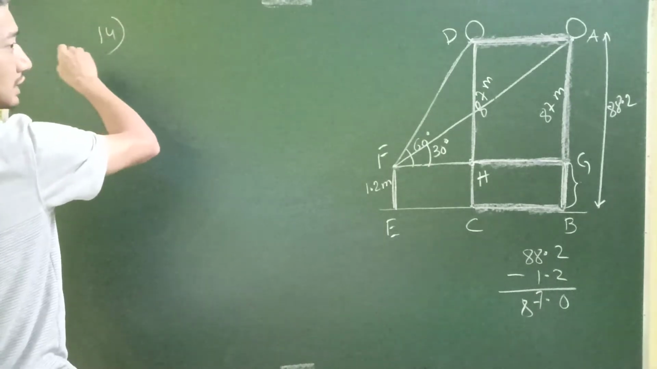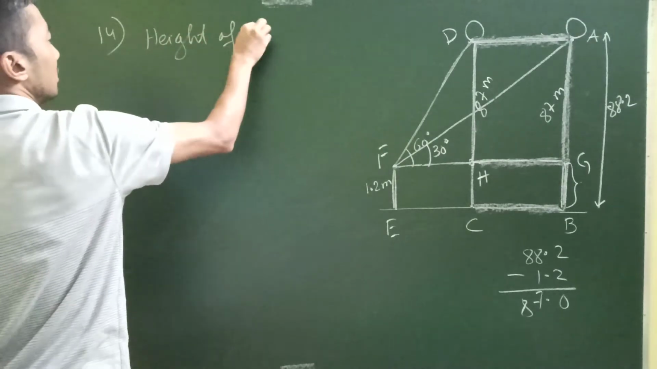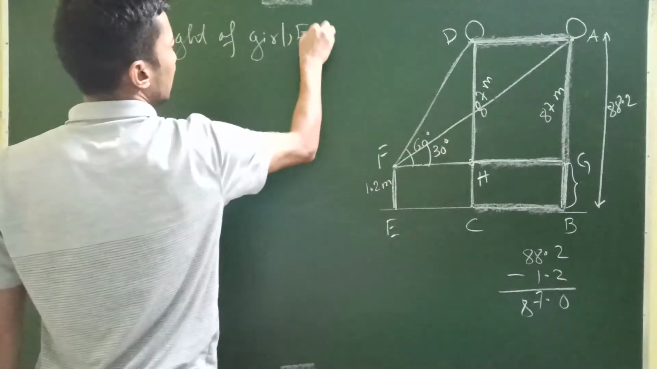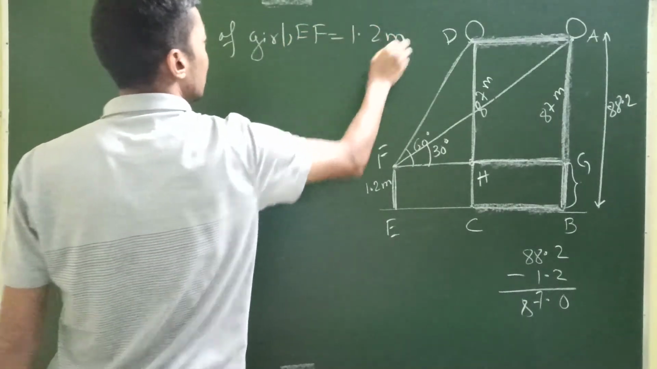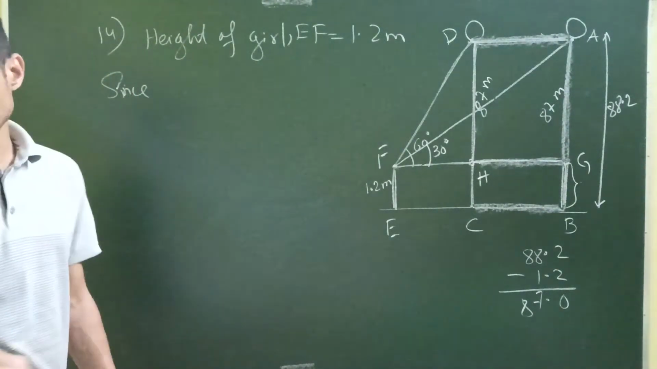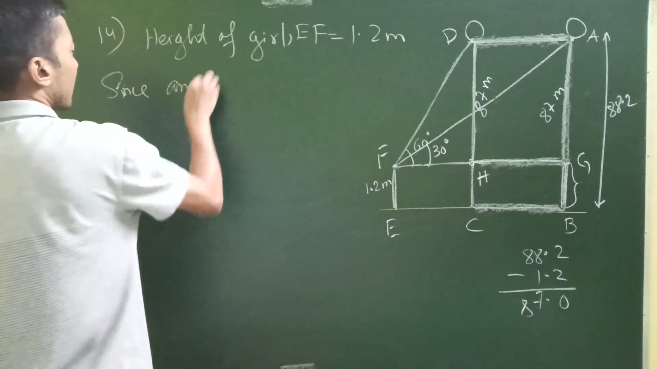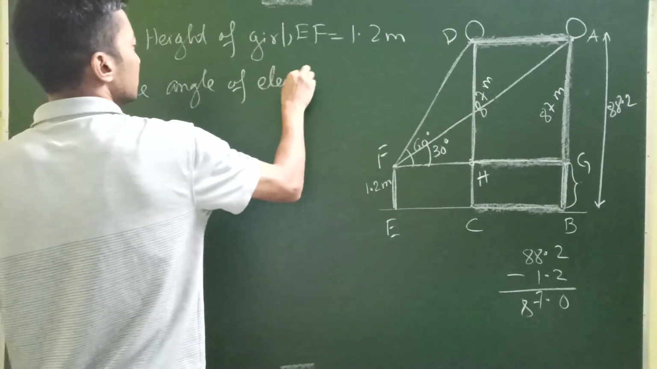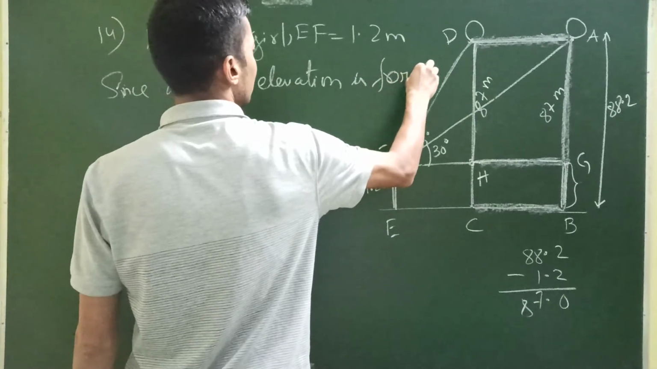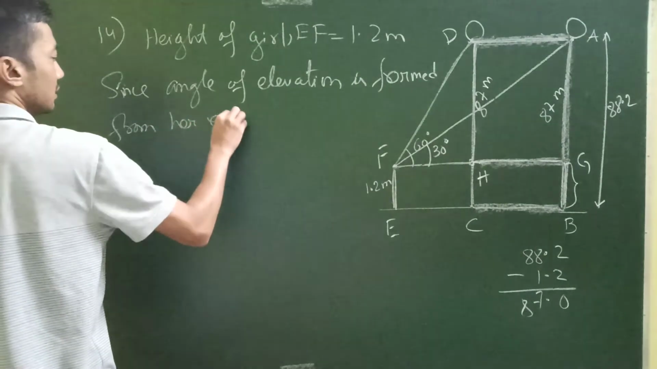Question number 14. Height of girl EF, let's say 1.2 meter, height of girl. Since I think this line should explain everything, since angle of elevation is formed from her eyes.